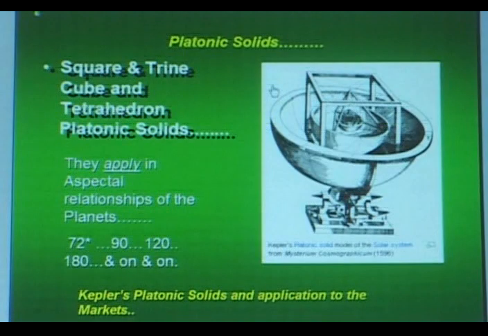So the trine representing the 120, the square, the 90, the cube, the tetrahedron. Again, we have aspectal relationships. So that's how I use them primarily.